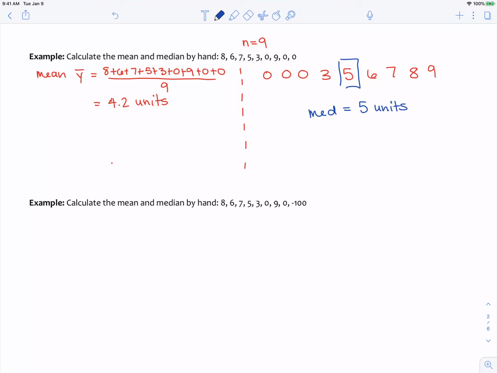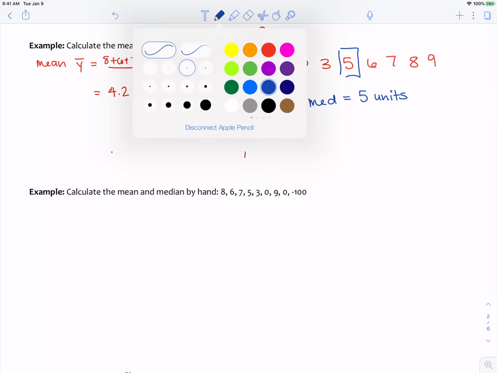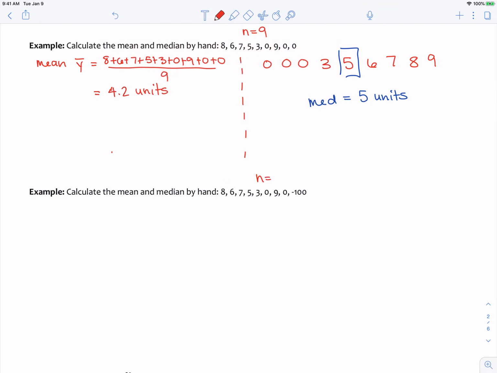Okay, so in this next example, you'll notice that the data that we have is really similar. We still have 9 data values, so n is equal to 9, and everything looks the same except I've changed one of those zeros into a negative 100. So the mean y bar is still calculated in the same way: 8 plus 6 plus 7 plus 5 plus 3 plus 0 plus 9 plus 0 plus negative 100, and divide by 9.